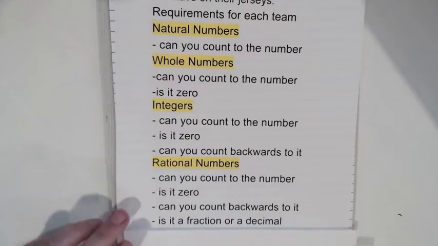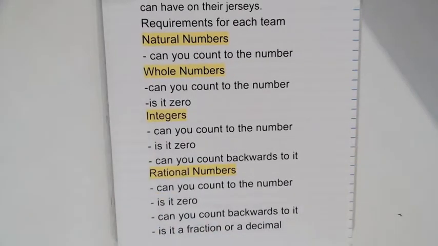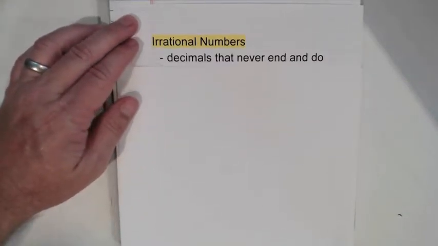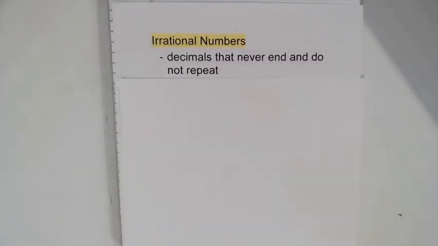The last one that we're going to talk about, the last team, are irrational numbers. These are completely different than the other ones, meaning you can't have any of the normal numbers on your jersey. You can't have 0. You can't have any negative numbers. You cannot have fractions or decimals. What you're going to have are special types of decimals. And these special types of decimals never end. That's something like pi. That never ends. It keeps on going. The square root of 3, it keeps on going. And something else special about them, they don't repeat.